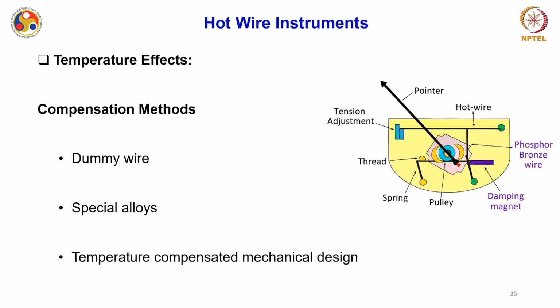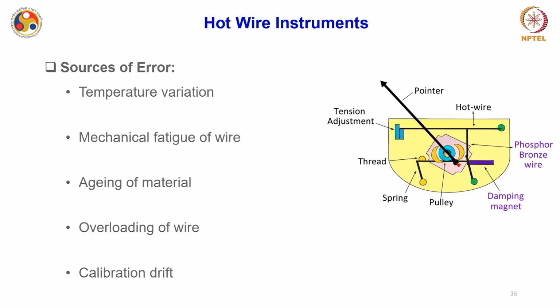A change in room temperature of course affects the wire expansion, because this wire is very sensitive to temperature change. This will cause a zero shift as well as a scale error in this kind of instrument, and this is known as ambient temperature error. There are some ways to compensate for it, like using a dummy wire, using special alloys in the wire, and some mechanical designs where temperature compensation is built in.